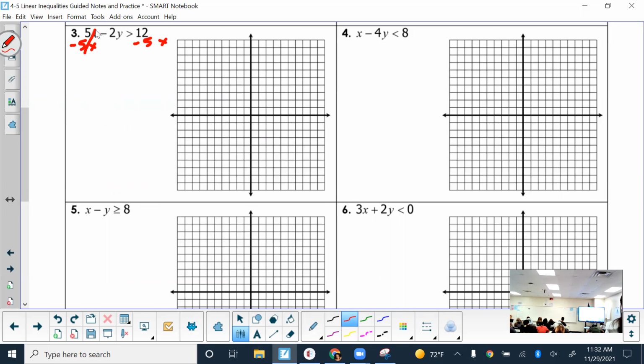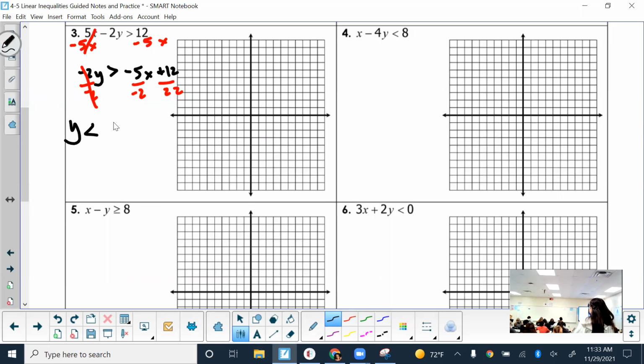Okay. And then I get -2y. Do I need to flip the sign right now? Not yet. And then on the right side, what do I end up with? -5x plus 12. How do you get y by itself? Divide by -2 on all sides. Good. Do I need to flip the sign when I divide by a negative? Yes. So flip the sign. It's now less than. What's my slope?